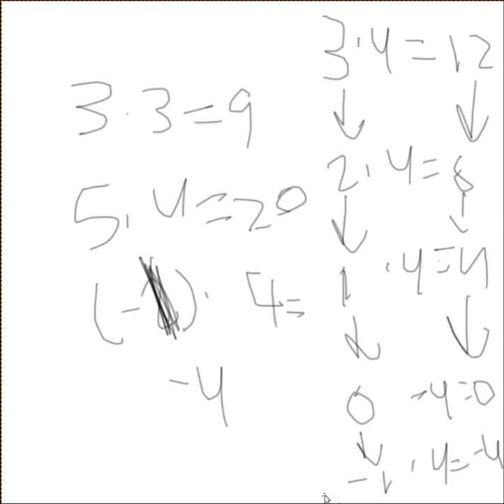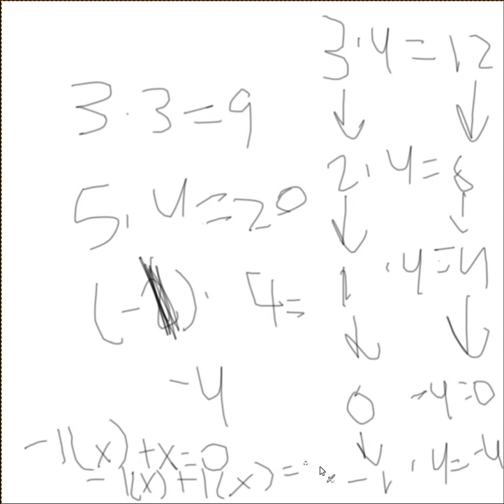But, again, let's prove it. So, let's say negative 1 times x plus x equals 0. Now, we can substitute x for 1 times x. So we have negative 1 times x plus 1 times x equals 0. And that's 0 times x, which is 0. So that's the proof. It's true.